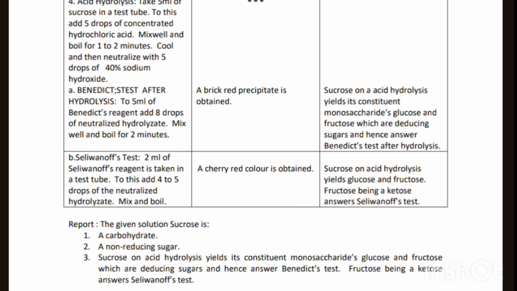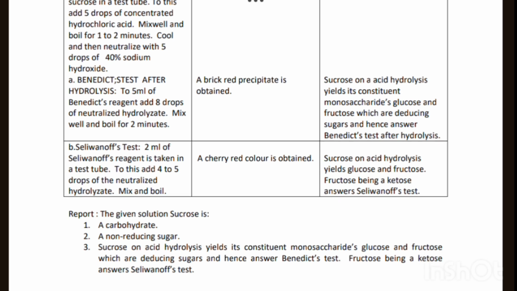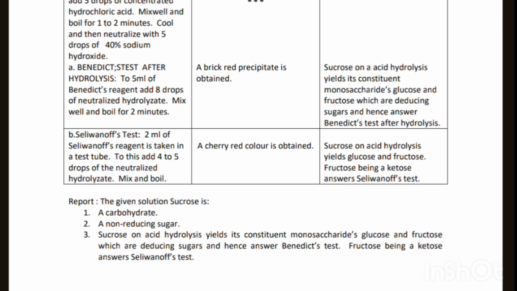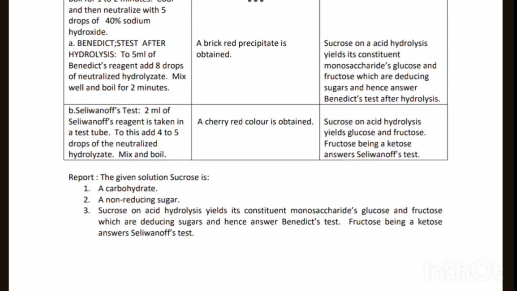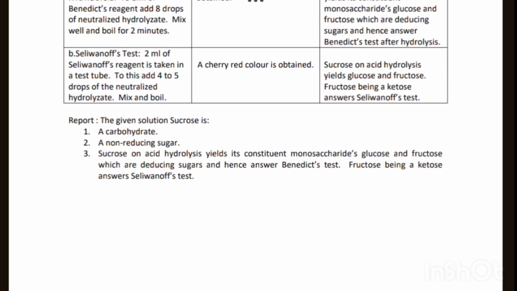Why is this brick red precipitate obtained? Because sucrose on acid hydrolysis yields its constituent monosaccharides, that is glucose and fructose, which are reducing sugars, and hence Benedict's test is positive after hydrolysis. Then you will do Seliwanoff's test. You will take 2 ml of Seliwanoff's reagent and 4 to 5 drops of neutralized hydrolysate, and you will get a cherry red color. Why? Because sucrose on acid hydrolysis has glucose and fructose. Fructose is a ketose, so it gives Seliwanoff's test.